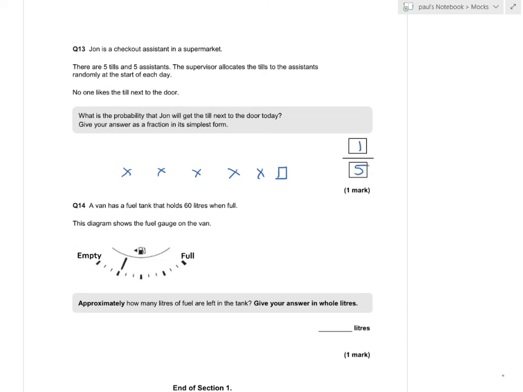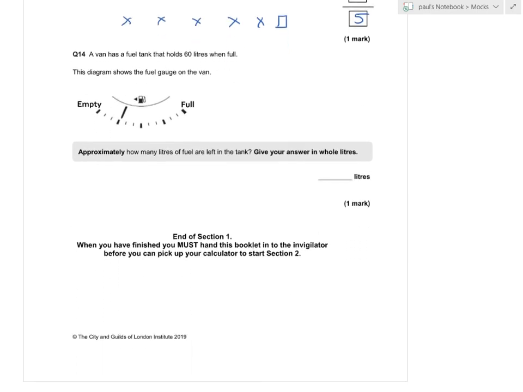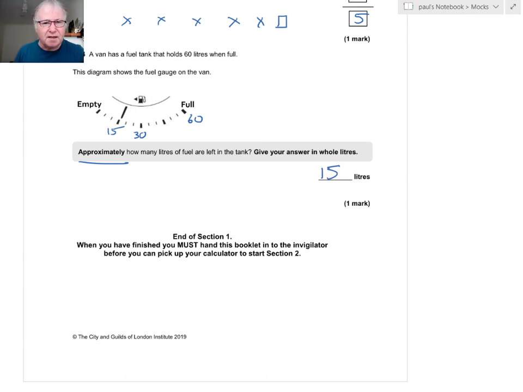1 in 5. The van's fuel tank holds 60 litres when full. The diagram shows the fuel gauge on the van approximately. So if that's 60, the half tank would be 30, and that's about 15. So there's about 15. Okay, all right, thank you.